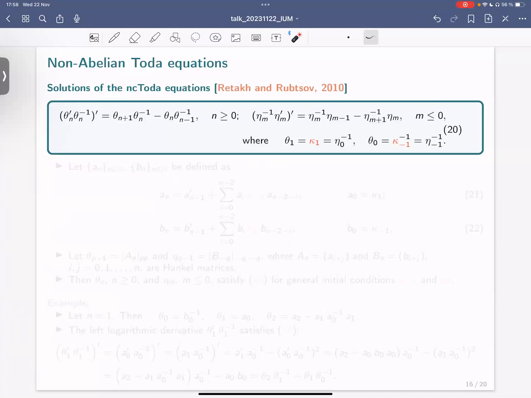So in the paper by Vladimir Retakh and Vladimir Rubtsov, solutions of the non-commutative Toda equation were obtained. Namely, they have considered these two chains, for the positive part and for the negative part of the Toda equation. And these two chains are connected by these initial conditions with arbitrary functions kappa 1 and kappa minus 1. Well, now we would like to present solutions of these non-commutative Toda chains.